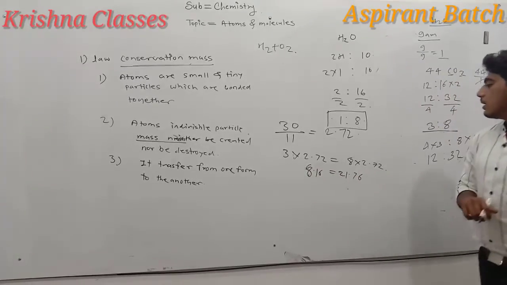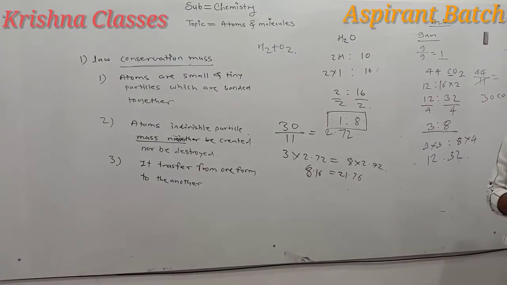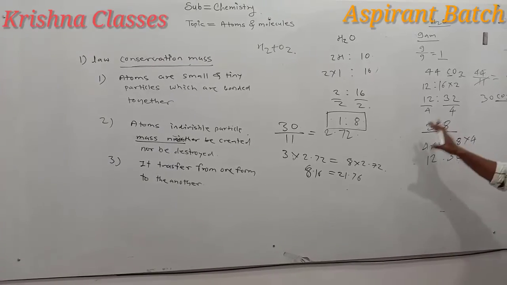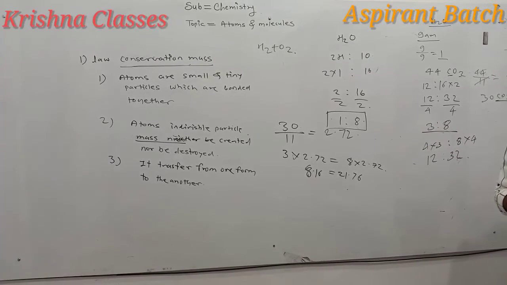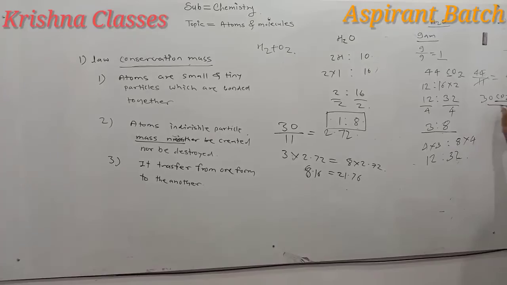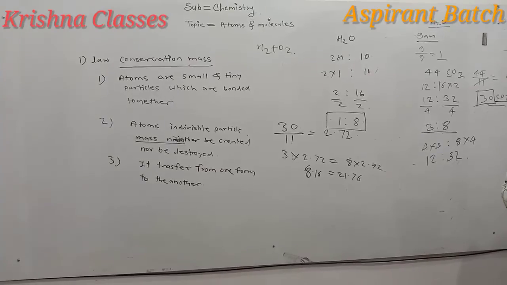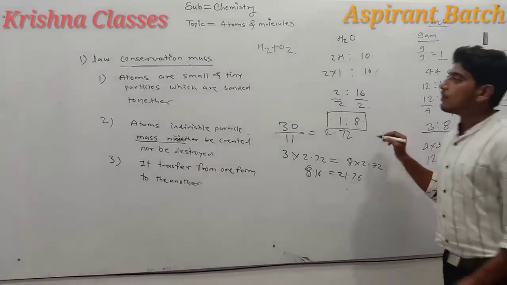8.16 is to 21.76 here. It is the proportion of carbon and oxygen in the given chemical compound. This is the proportion of carbon and oxygen in 30 gram of carbon dioxide. Okay, this is the proportion.